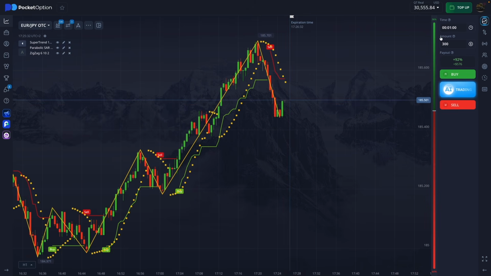Then I immediately set 1 minute for opening trades and set the amount to $300. Today I will use $300 as usual. I'll explain why a little later. With this, I finish setting up the chart and can move on to opening trades and explaining the strategy.